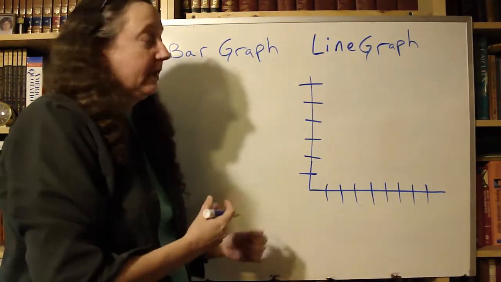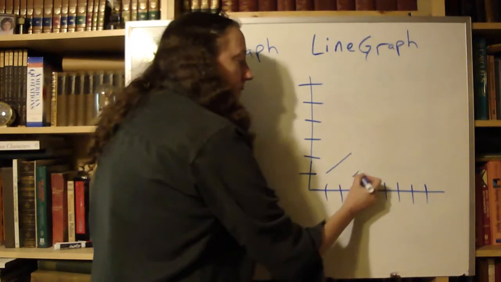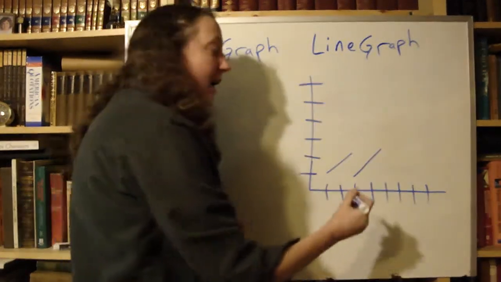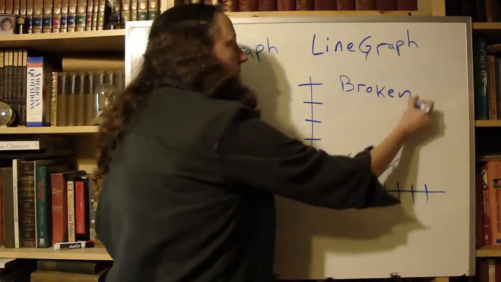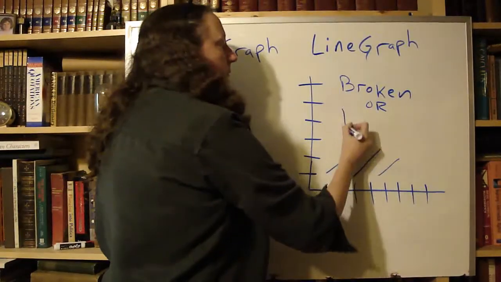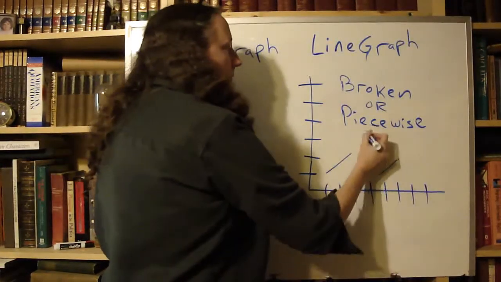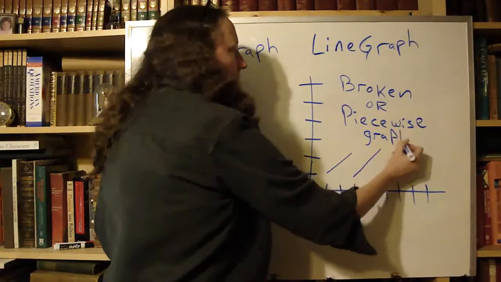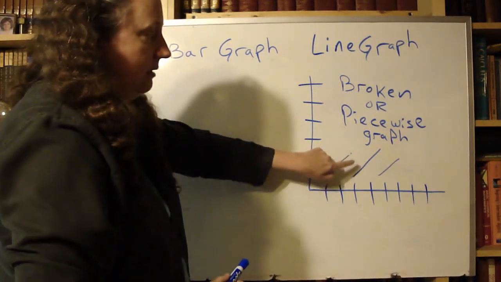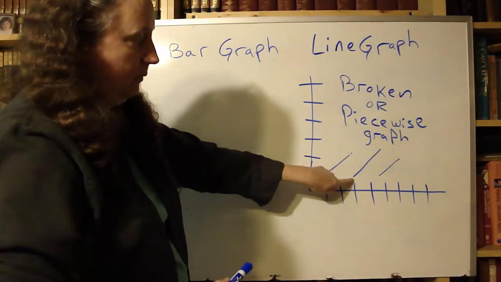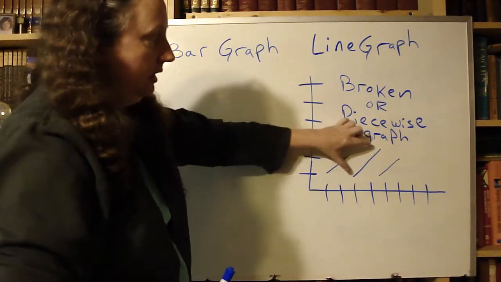Another situation you might come up against with line graphs. You might have a broken line graph. This is also called a piecewise graph. It's called broken because there's a break between where it stops here and where it starts again down there. It's called piecewise because it's in pieces.